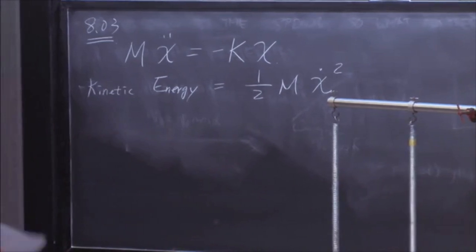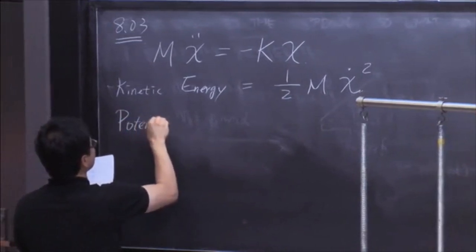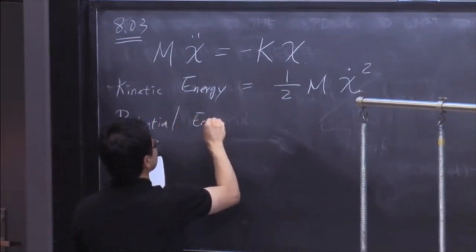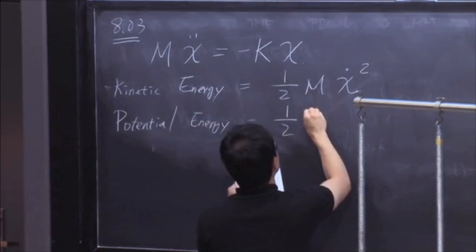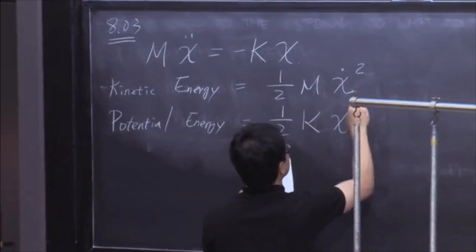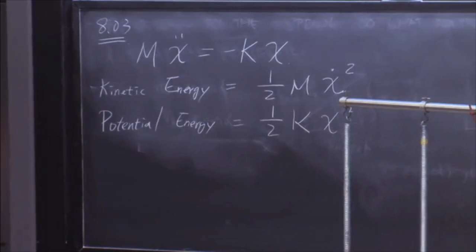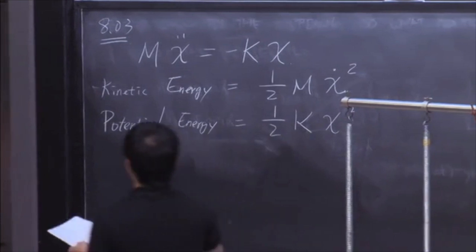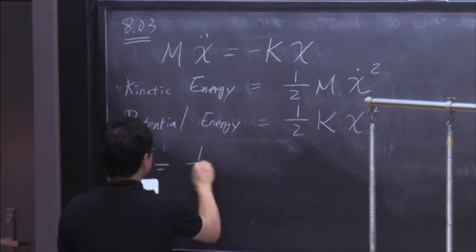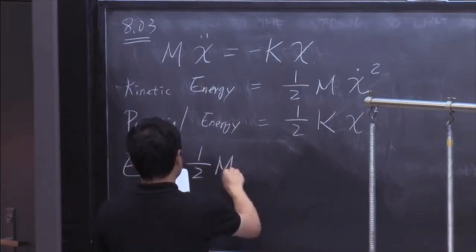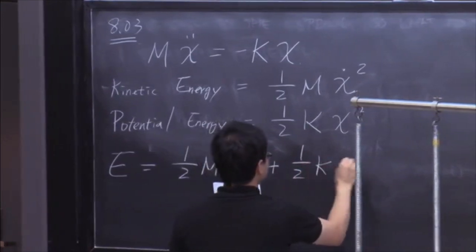Okay, and we can also calculate the potential energy of the spring. The potential energy is equal to 1/2 kx squared. We also know what the total energy would be. The total energy will be a sum of the kinetic energy and the potential energy. Basically, you get this formula, 1/2 m x dot squared plus 1/2 k x squared.